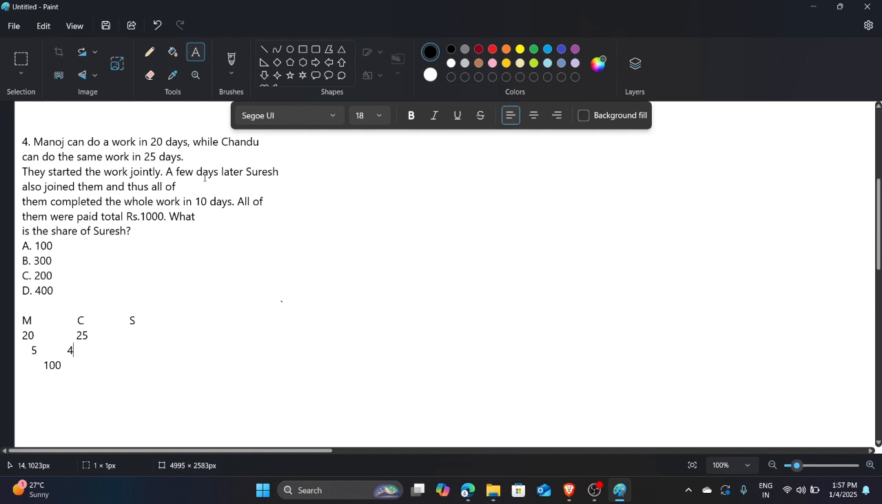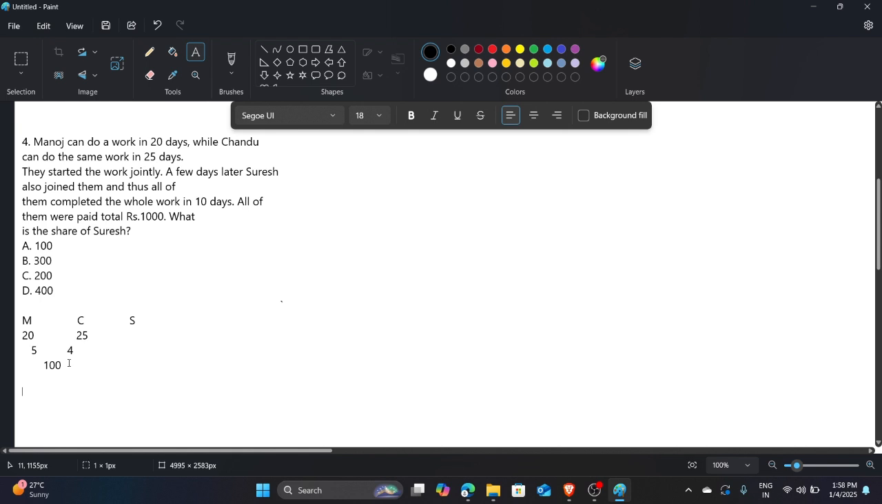Now a few days later Suresh also joined them, and all of them completed the whole work in 10 days. Now you can see here, a few days later Suresh also joined them, and thus all the work is completed in 10 days. Both of them had done some work in some days, then they completed the whole work in 10 days.